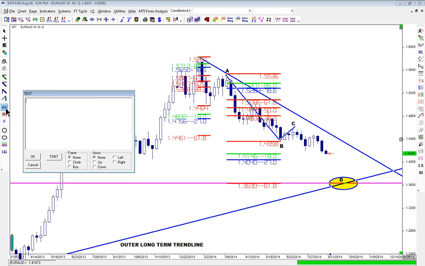Now, for every pip, okay, we're looking to make $10. So at 509 pips, how much money is this trade worth? Anybody want to take a stab at it?